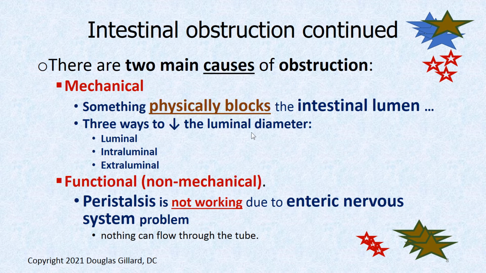All right, back to intestinal obstruction. So there's two main causes. There is mechanical, which is by far the most common, and that's when something physically blocks the flow of fecal material through the lumen. And it could be from a tumor inside the lumen, or a tumor inside the wall of the intestine that pushes into the lumen, or a tumor on the outside that is near the intestine and it pushes and squishes the intestine in. So there's three ways that can happen.